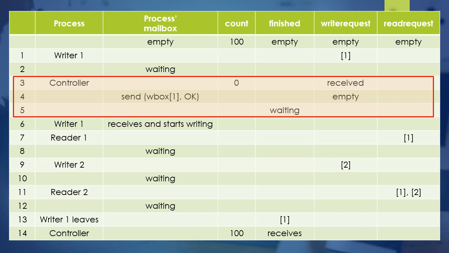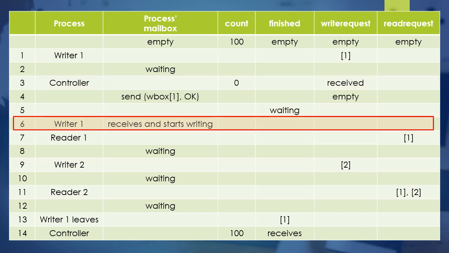Since count is greater than 0, the controller starts checking mailboxes. Finished is empty, so it proceeds to write request. The controller receives the write request by writer 1, subtracts 100 from count, and count becomes 0. So the controller sends an OK message to wbox1 and blocks to receive a message in the finished mailbox. Writer 1 receives the controller's OK message and starts writing on the file.